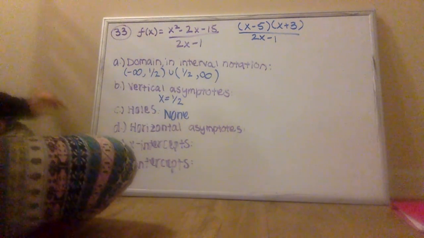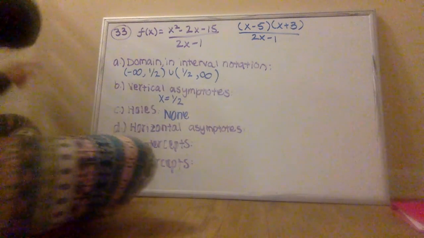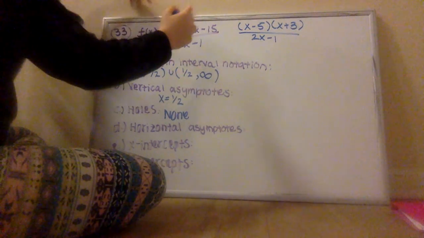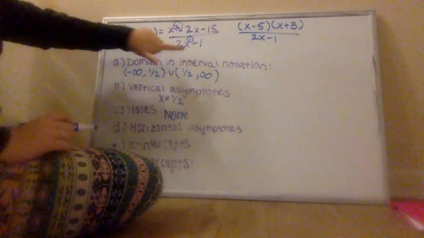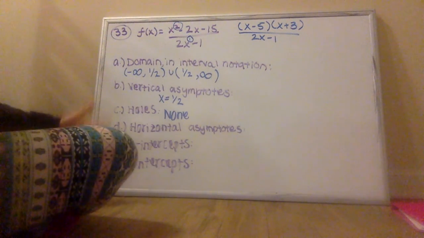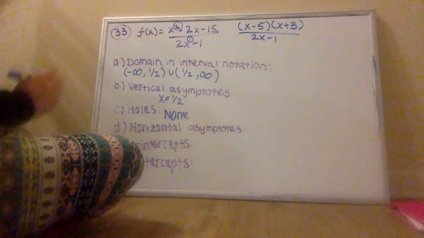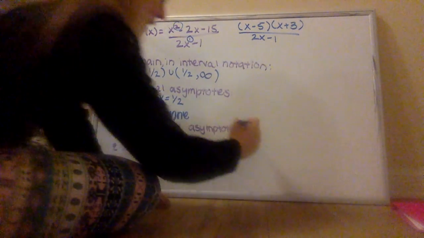Then for our horizontal asymptotes, we're going to look at our highest powers of x. Up here we have 2. Down here our highest power is 1. So we're top heavy, so we actually don't have any horizontal asymptotes. So again, we're going to write none.